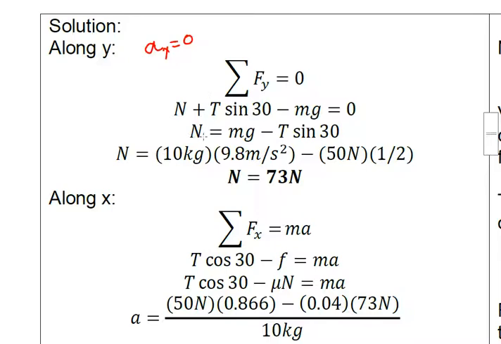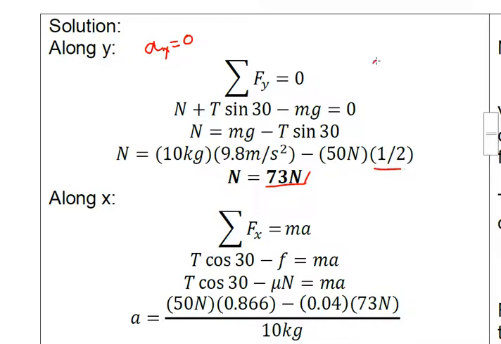So you have the normal force equal to mg minus t sine 30, and the normal force is equivalent to 73 Newton. You might be asking, where did I get this 1/2? Well, sine 30 is 1/2.